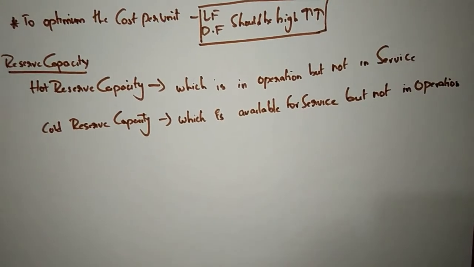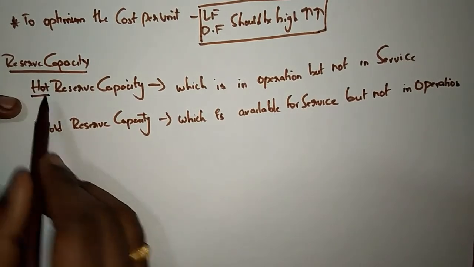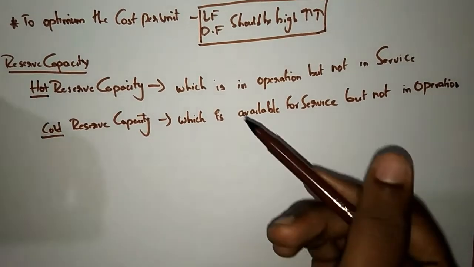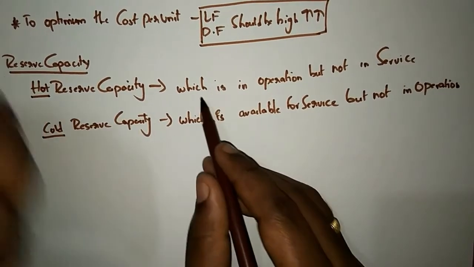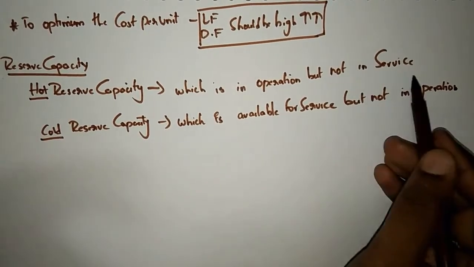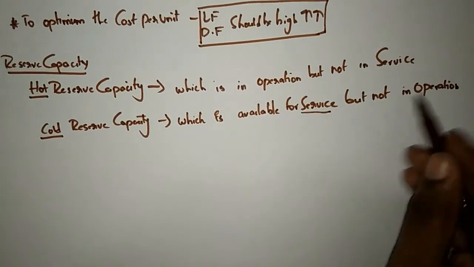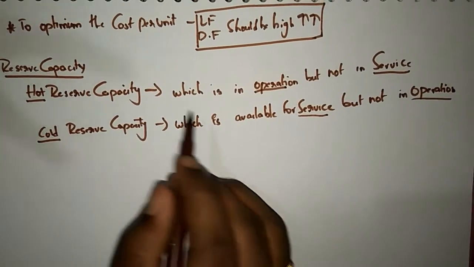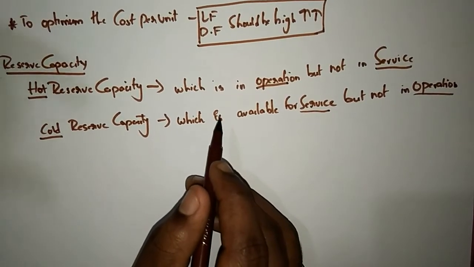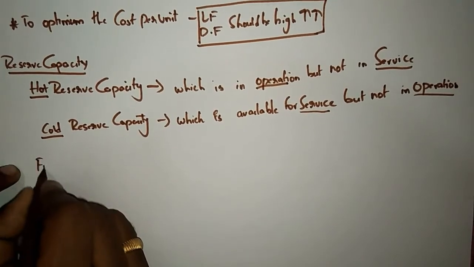I think this question has been asked more than 10 times: just the difference between hot reserve and cold reserve, with the same terminologies even. Hot reserve capacity is which is in operation but not in service. Cold reserve capacity is which is available for service but not in operation. These both are converse. So please do make this logic, and please do remember.